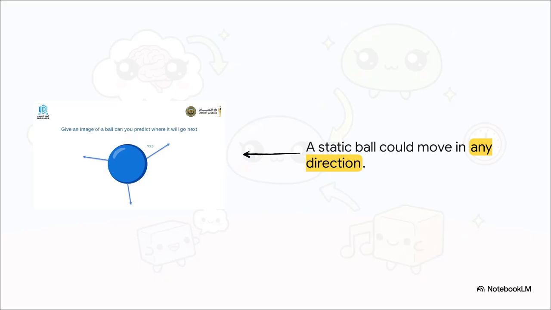Think about it. With just a single static image, literally a snapshot frozen in time, this blue ball could move up, it could drop down, or it could dart off to the left. We have absolutely no idea, because we're missing the crucial element of time. Without sequential context, any prediction you make is just a wild guess.